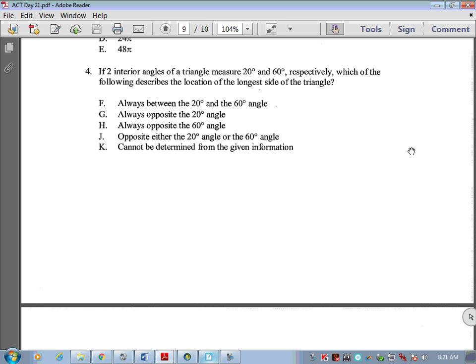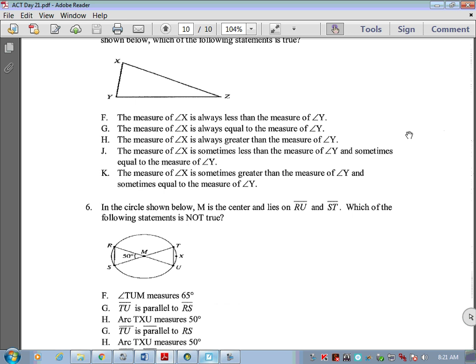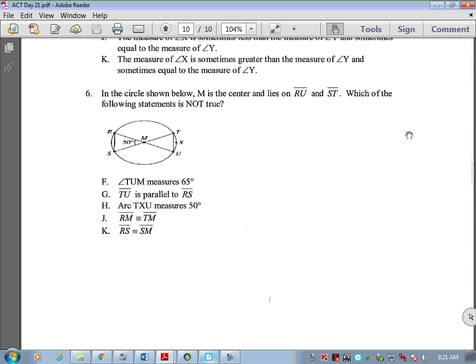And I think our last two questions here are 5, which is F, the measure of angle X is always less than the measure of angle Y. And 6 is K, segment RS is congruent to segment SM.